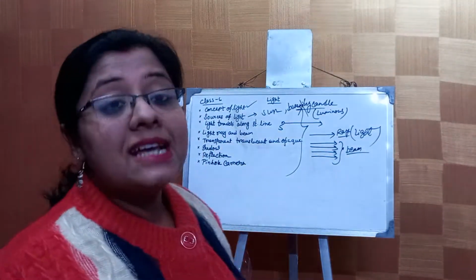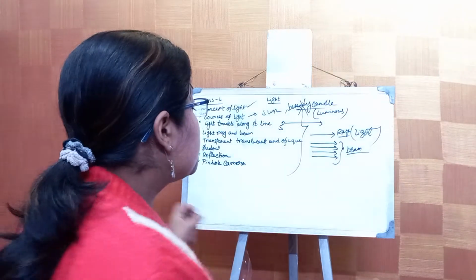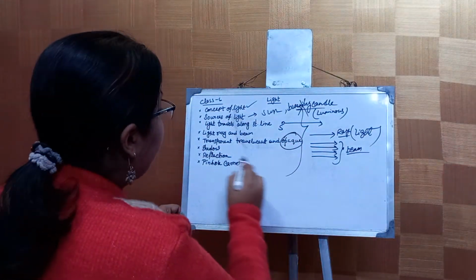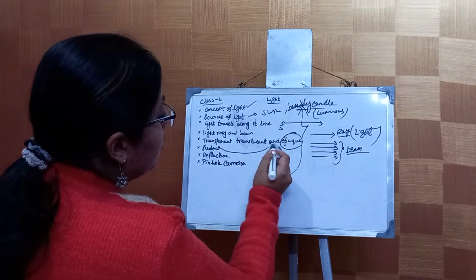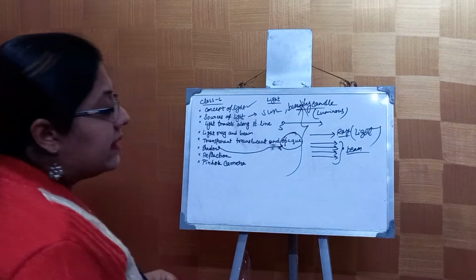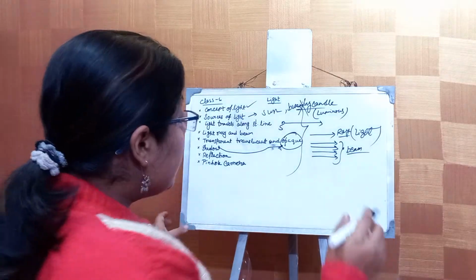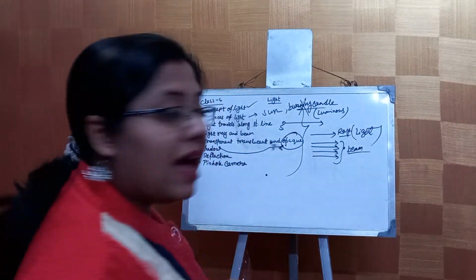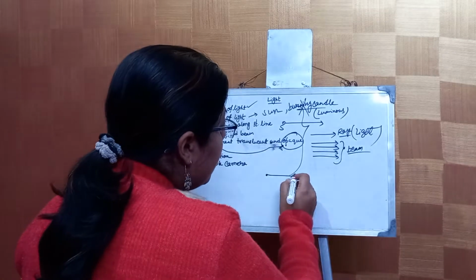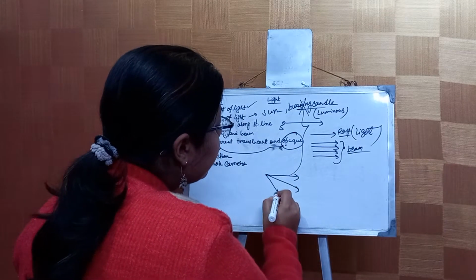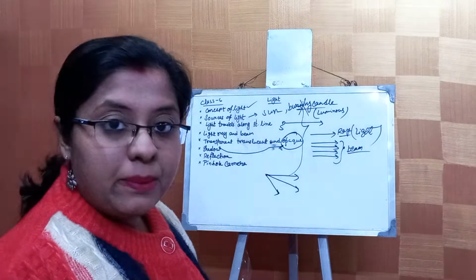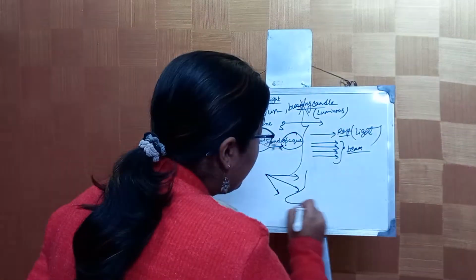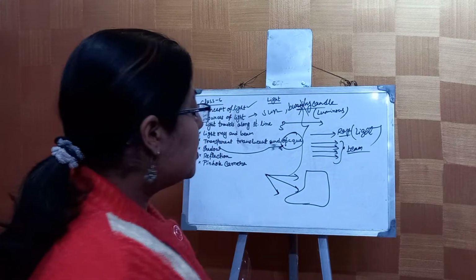Now next thing is shadow. So shadow is related directly to opaque medium. So it is related to opaque. Suppose from this source of light beams are coming. Okay. Now in front of the light beam, I have put one object which is opaque.